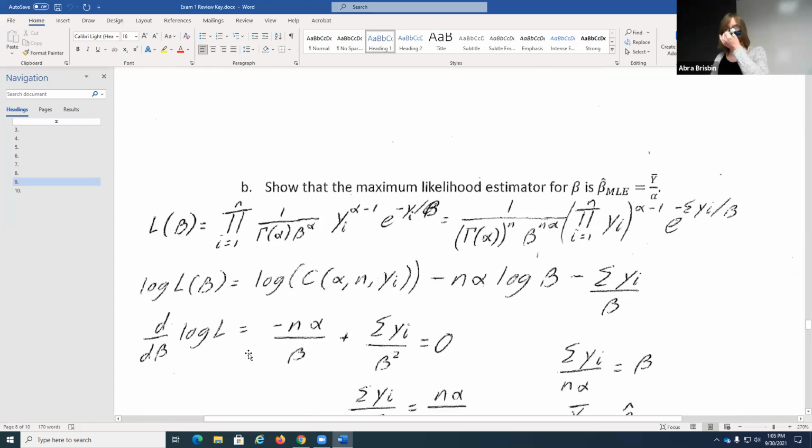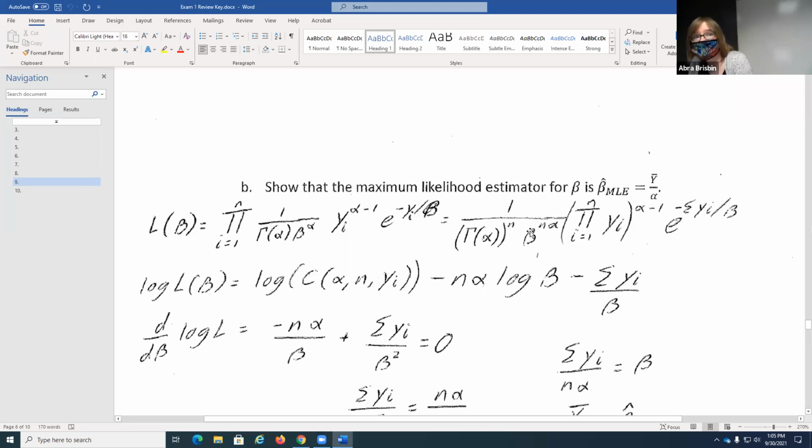So then we want to find the maximum likelihood estimator. And here I gave you what the answer is, so you can use that to check your work. But I would not recommend starting from this answer and trying to work backwards. That would get pretty messy.